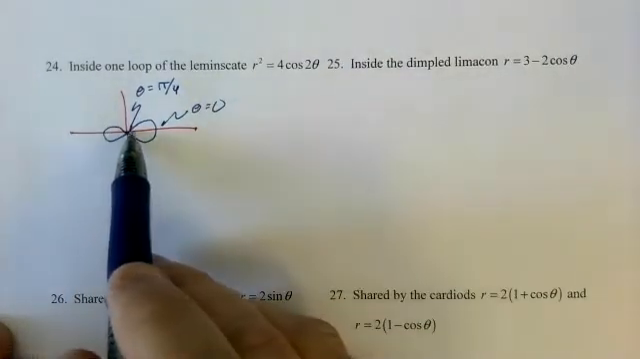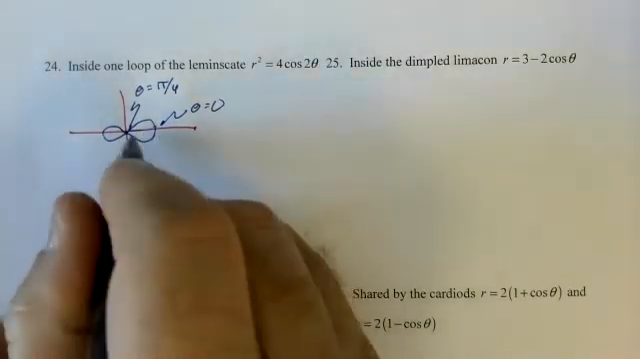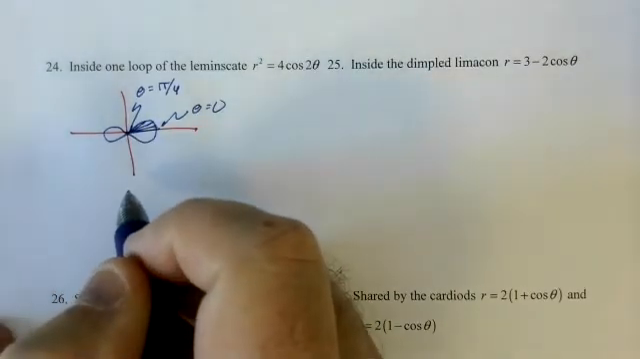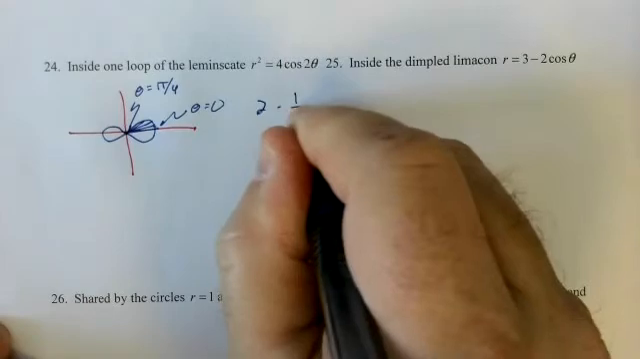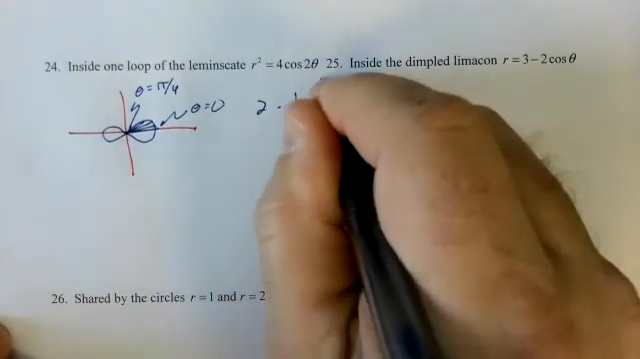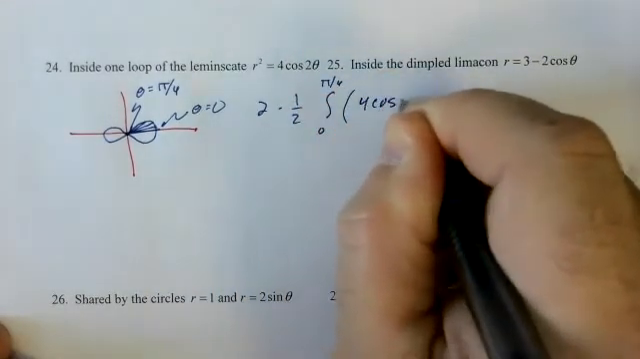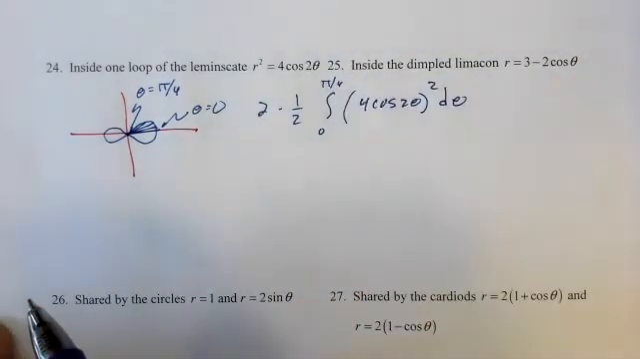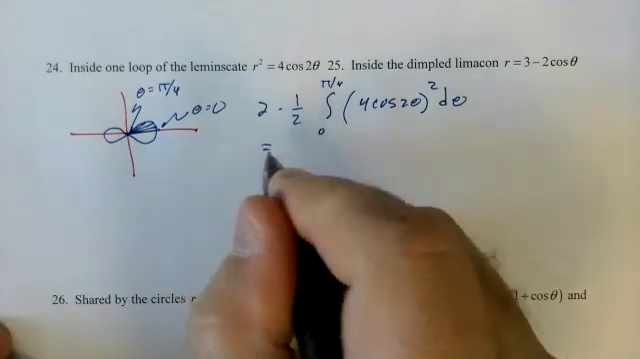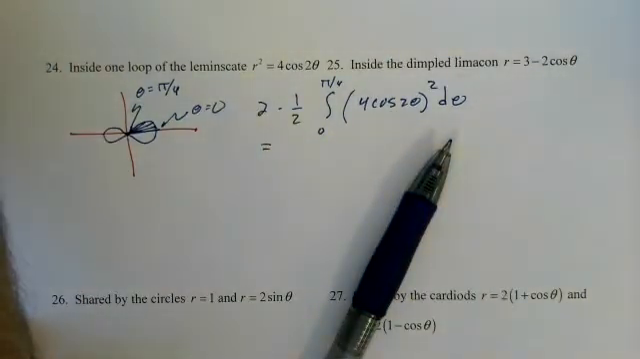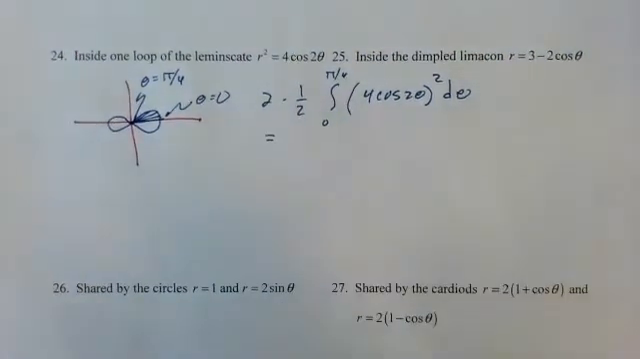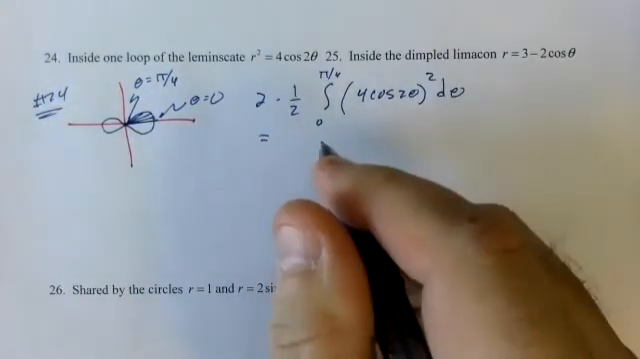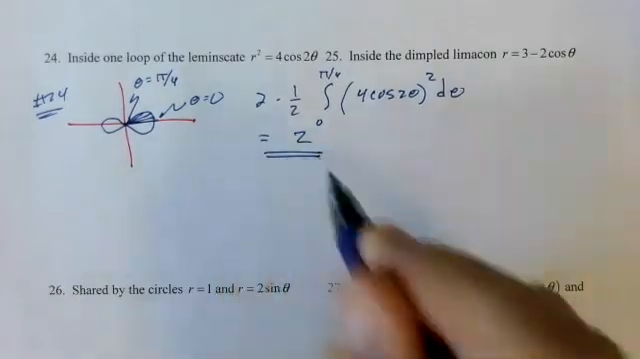So that's going to give me, remember, going to go like this. That's going to give me the top half. I got to multiply by 2. So it's 2 times 1/2 integral 0 to pi over 4 of 4 cosine of 2 theta quantity squared d theta. Just realized I ran into my next problem. Oops. Equals. Okay. So I'm going to have to say this is number 24 and apologize. After all is said and done, you'll get 2.